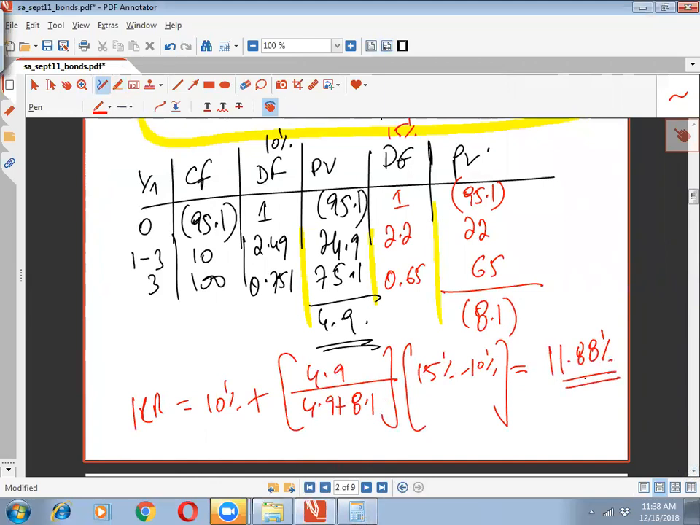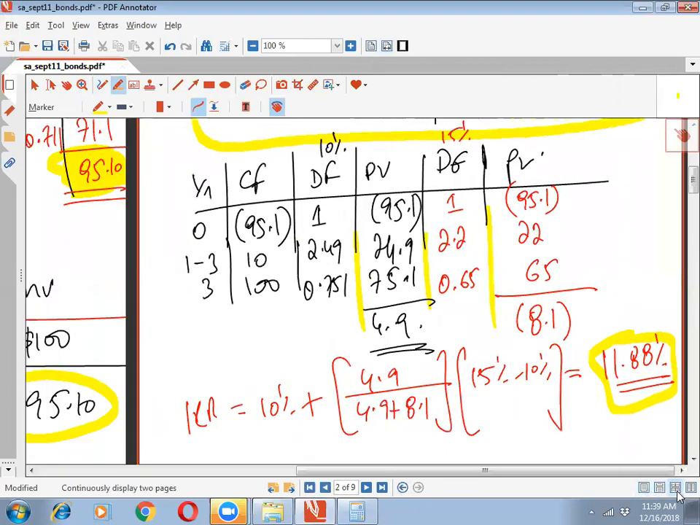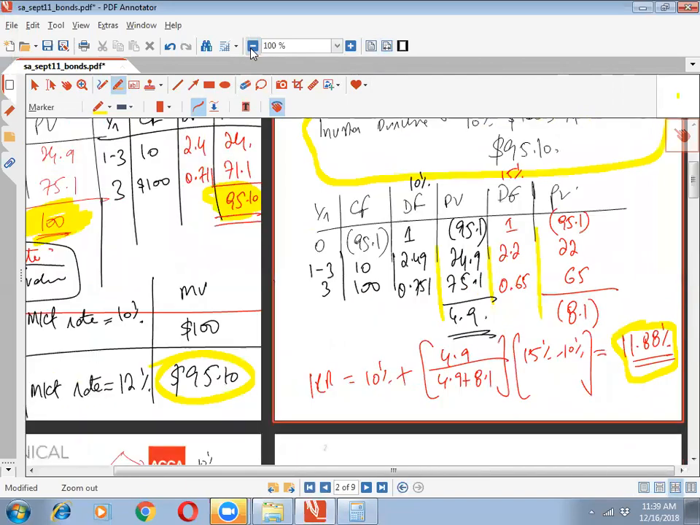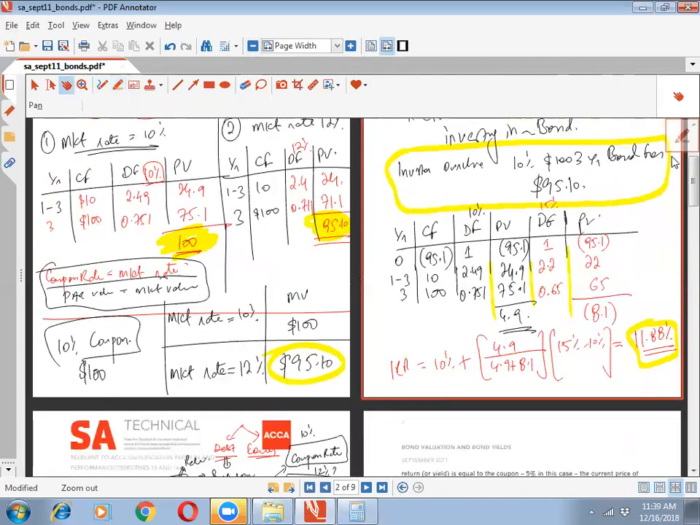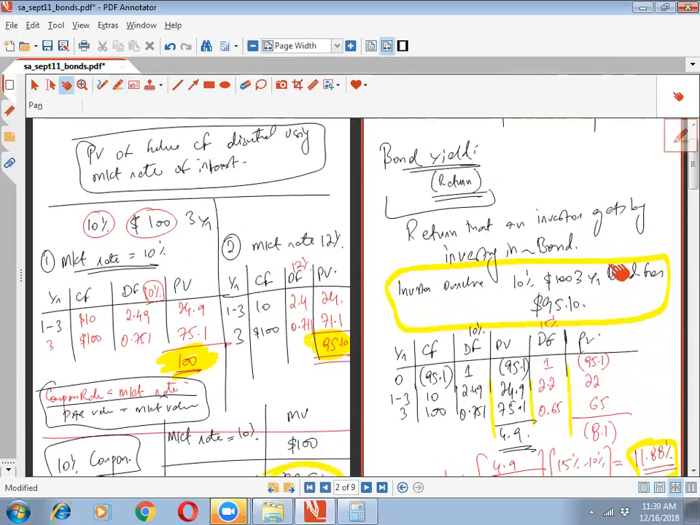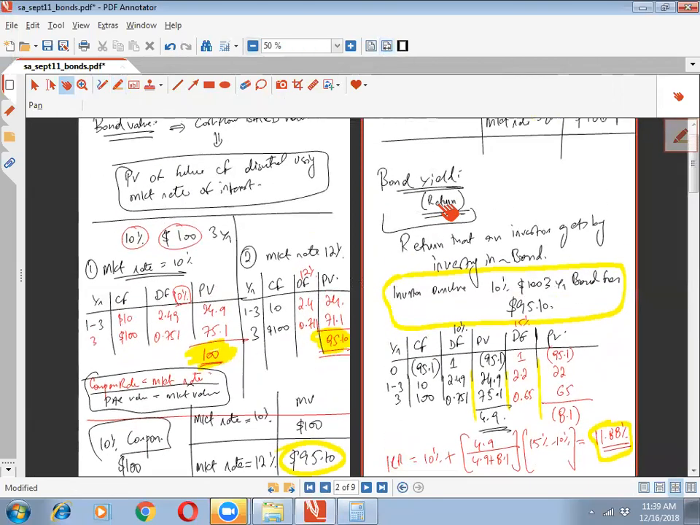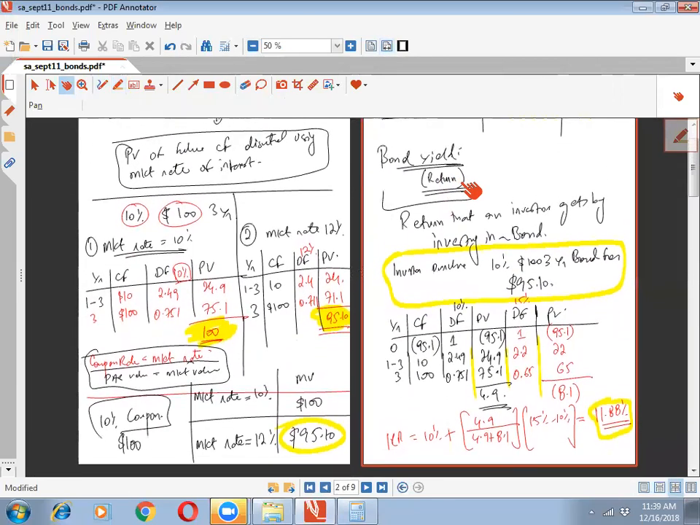There is obviously a rounding error which is preventing us from achieving a value of 12%, but it's almost 12%. Now I'm going to summarize what I have discussed up till now. So what have we discussed?